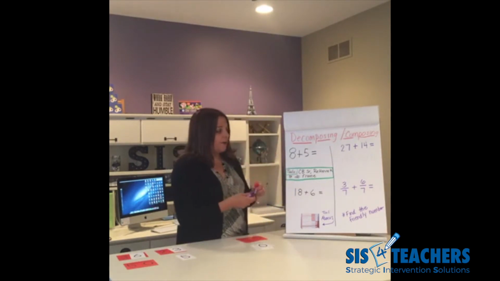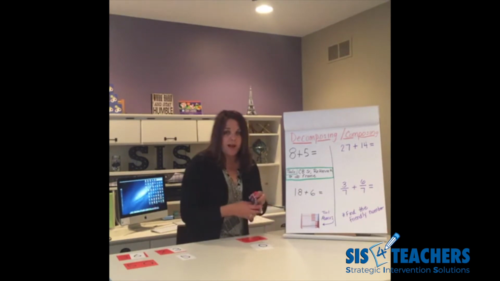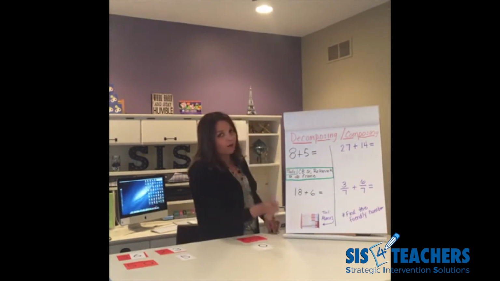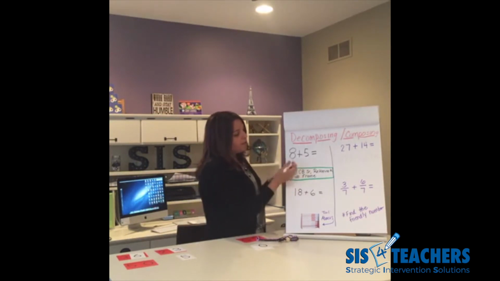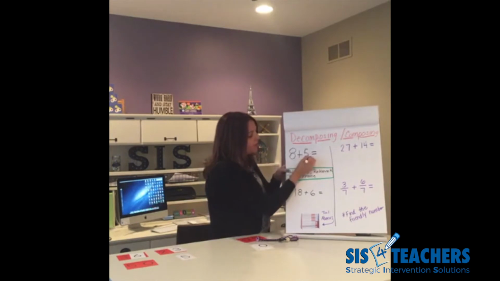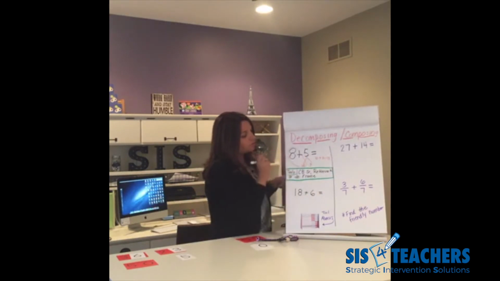When we talk about math, we talk a lot about CPA, which is concrete, pictorial, abstract. This is obviously the concrete model that we might use for this, but if I was having a child show me their mathematical thinking in a pictorial representation, one might decompose that 5 into 2 and 3, and they're going to bond the 8 with the 2 to make 10. So their new problem is going to be 10 plus 3 equals 13.